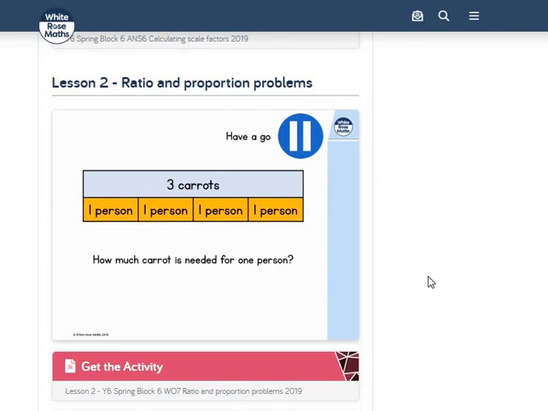How did you get on? Well, I can visualize this by splitting it into 4 parts. We knew from before that 1 onion split between 4 people gave me 1/4. So in this case, I've got 3 carrots between 4 people. I'm thinking about the division relationship. 3 divided by 4. That's the same as 3/4. So each person would need 3/4 of a carrot.